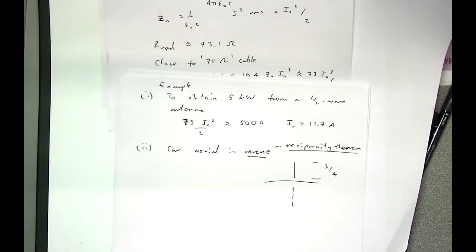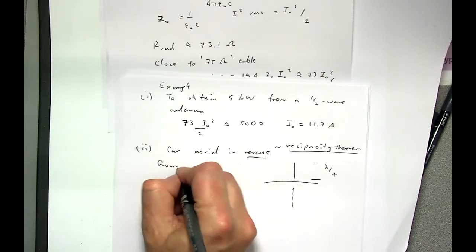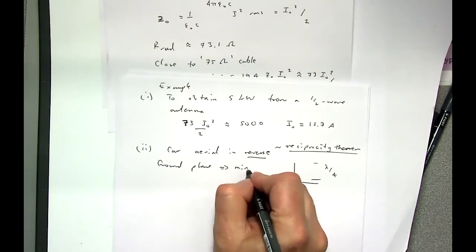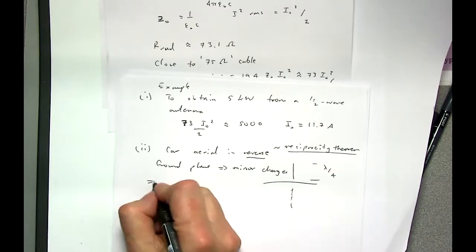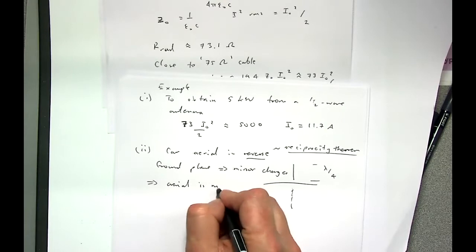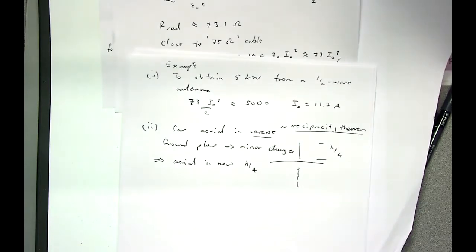All right. Okay, so we have a ground plane that provides mirror charges. Okay, and in this case, the aerial is now about lambda by 4. So when we talk about half-wave and quarter-wave antennas, really they're the same thing. The difference is whether we have two pieces of the antenna, or one and a ground plane. Okay, I'll leave it there.